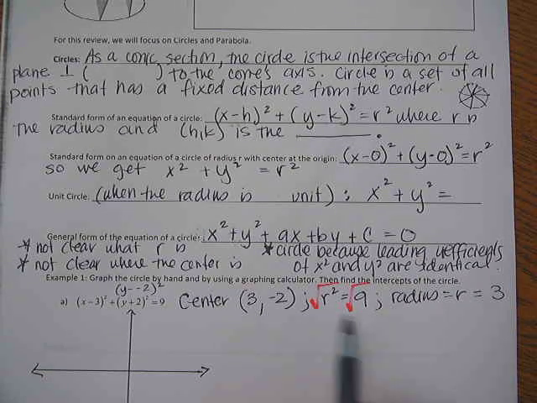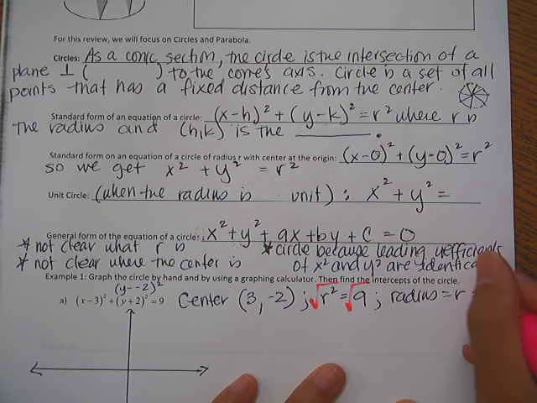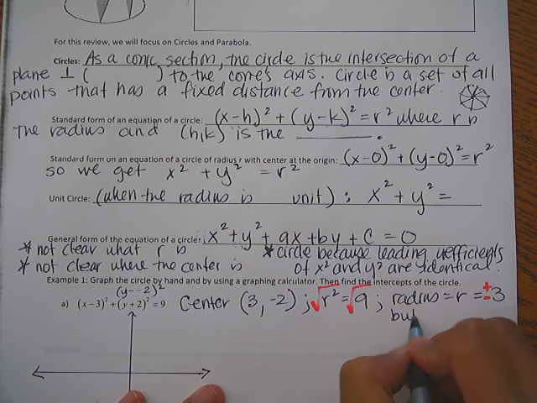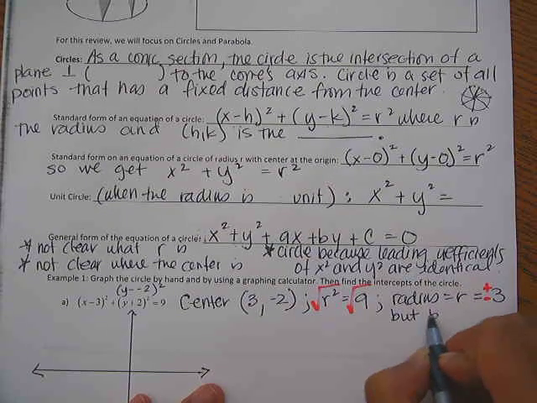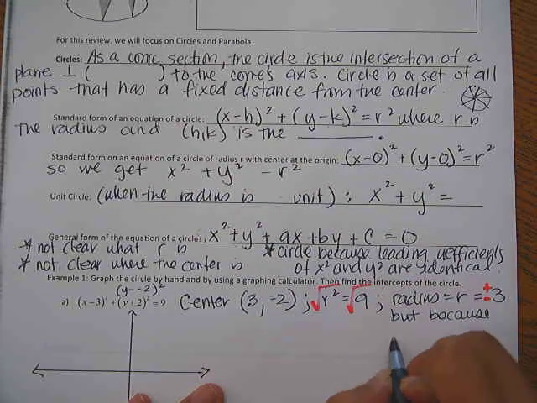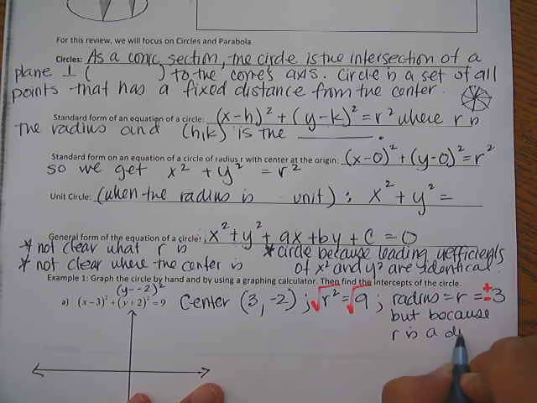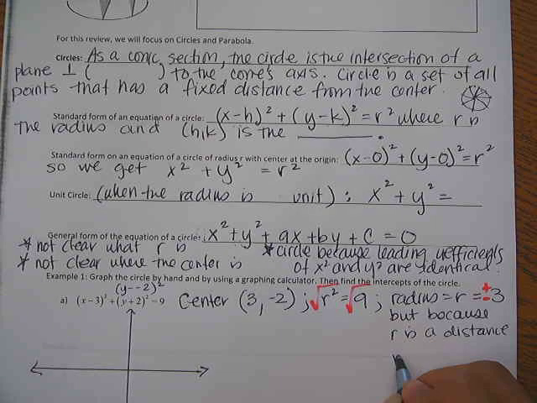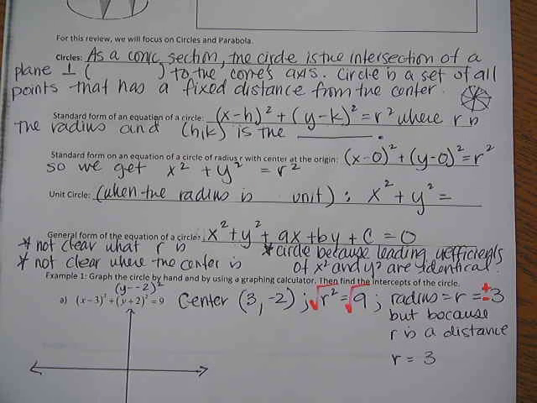Normally, when you are taking a square root, you would have plus or minus. But because r is a distance, we don't have negative distance. So r is always positive. Make sure you understand that. Because r is distance, r has to be positive, so do not use the negative ever.